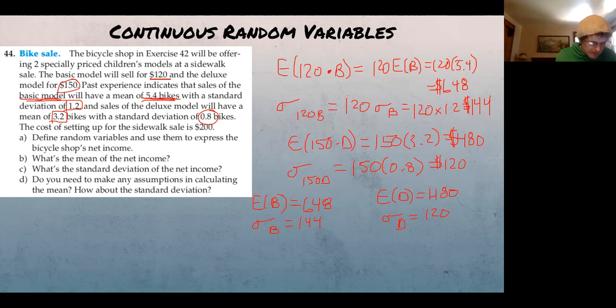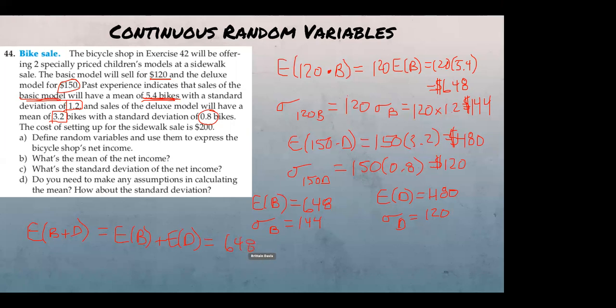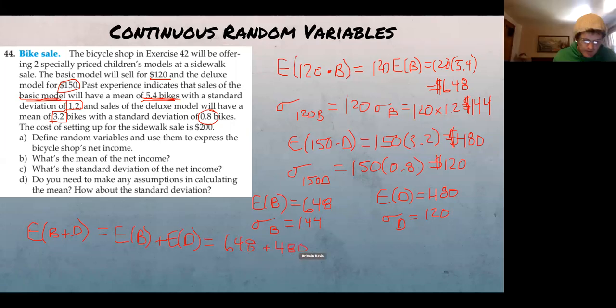So I'm going to combine B plus D. And now it's just going to be the expected value of basic bikes plus the expected value of deluxe bikes. Is this your favorite stuff we've done in statistics so far? It's got to be up there, right? Luckily, remember with the expected value, that's really straightforward. We just straight up add them together. So 648 plus 480 is $1,128.